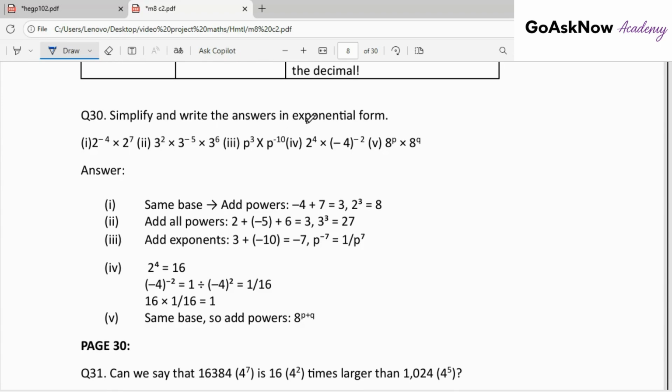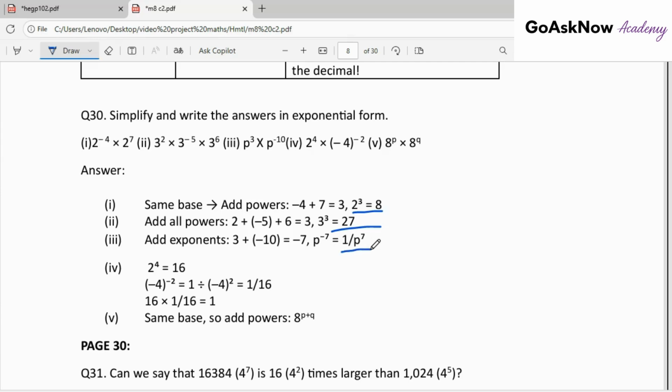Simplify and write the answer in the exponential form. Now here same base, so adding powers, minus 4 plus 7 is equal to 2 power 3, which is equal to 8. Here same base, so adding these powers, 2 minus 5 plus 6 is equal to 3 power 3, which is 27. Adding exponents, 3 minus 10 is equal to minus 7, which is equal to 1 divided by p power 7.